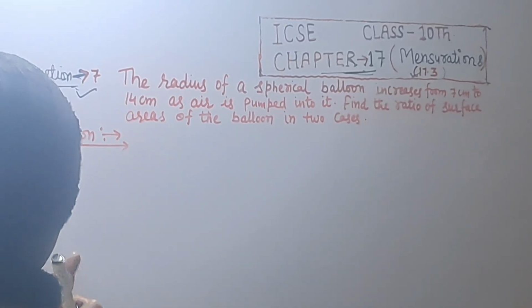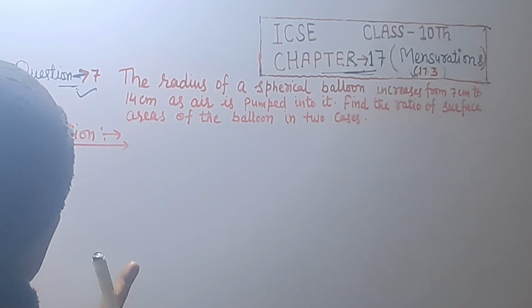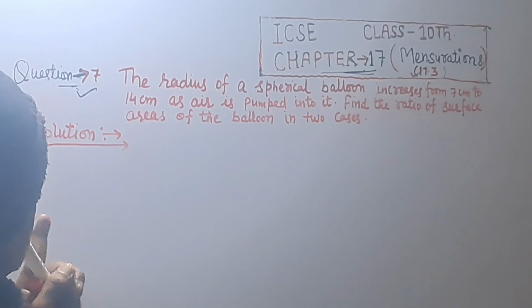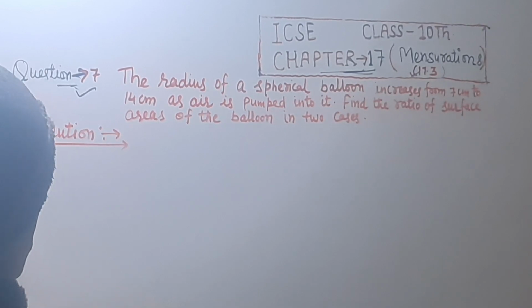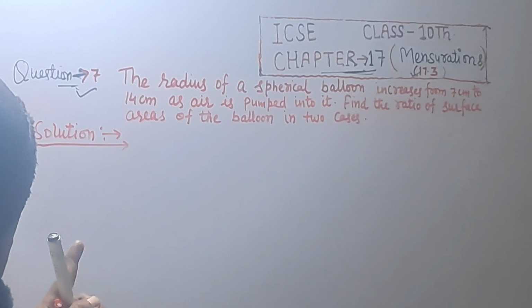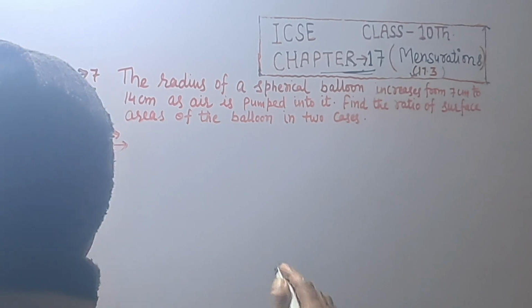Question number 7. The radius of a spherical balloon increases from 7 cm to 14 cm as air is pumped into it. Find the ratio of surface areas of the balloon in two cases.